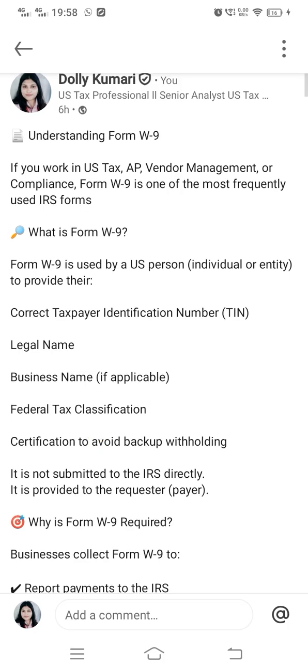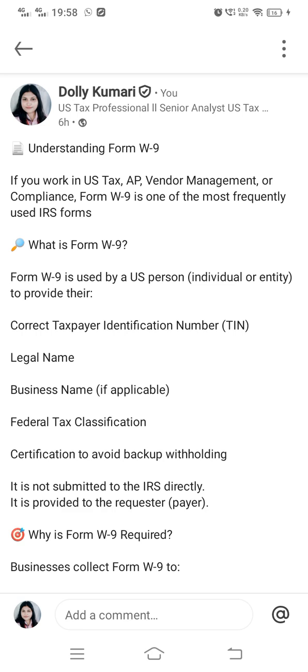It is not submitted to the IRS directly, but it is provided to the requester, and the requester is always your payer. The payer is the person who is going to pay you. So if you want to be in compliance with the payer, you should give them the W-9 form.